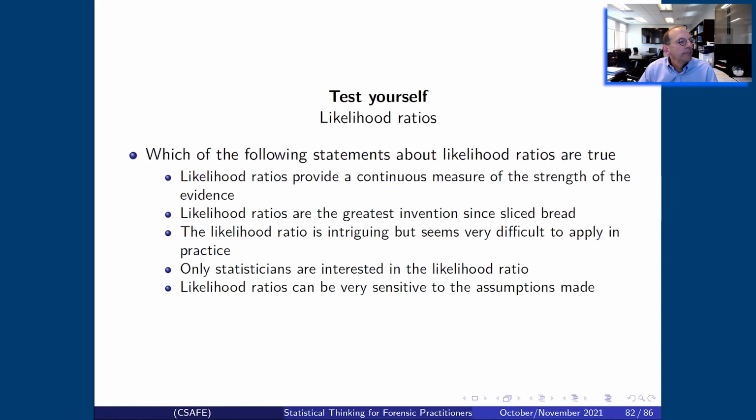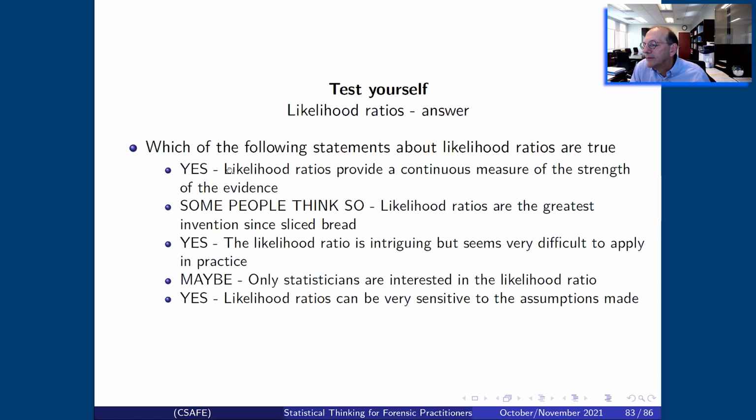Ten seconds remain. And there we go. A lot of people like 1, 3, and 5. Okay. A small number of people like number 2. Number 1, likelihood ratios provide a continuous measure of the strength of the evidence. That is correct. That is what they try to do. Likelihood ratios are the greatest invention since sliced bread. I would think that I might be the one to say yes, but I'm not allowed to participate in the Zoom poll. So thank you to the 5 people who said that.